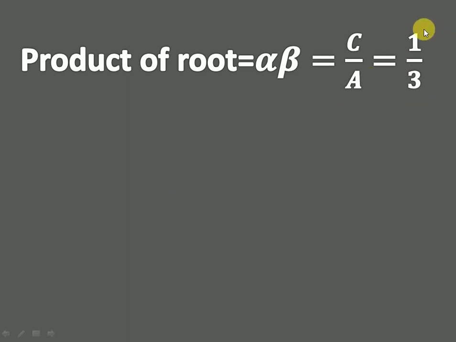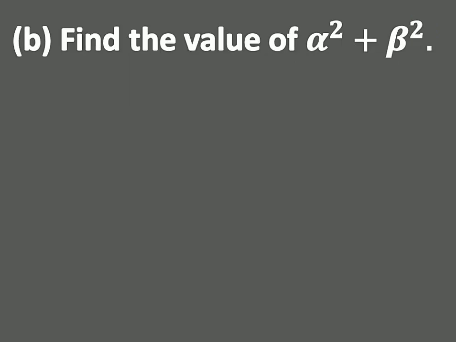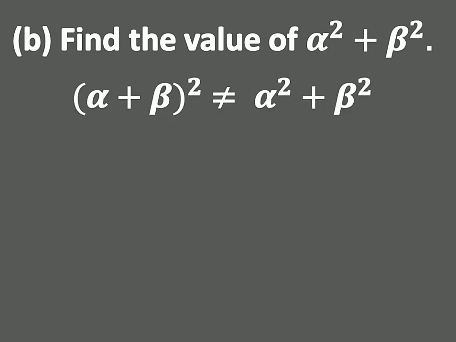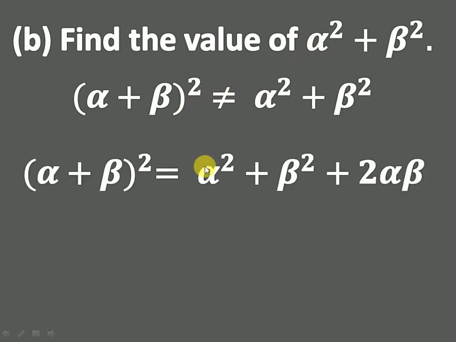Now, let's go on to the second part of this question. That is, find the value of alpha square plus beta square. Now, this is a very commonly misunderstood concept by students. They assume that alpha square plus beta square is the same as alpha plus beta all squared. However, this is wrong. Instead, alpha plus beta all squared is alpha square plus beta square plus 2 alpha beta. Now, let's notice this equation very closely. Do you see alpha square plus beta square inside?